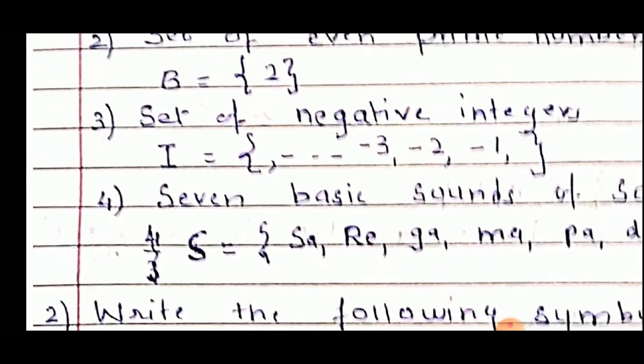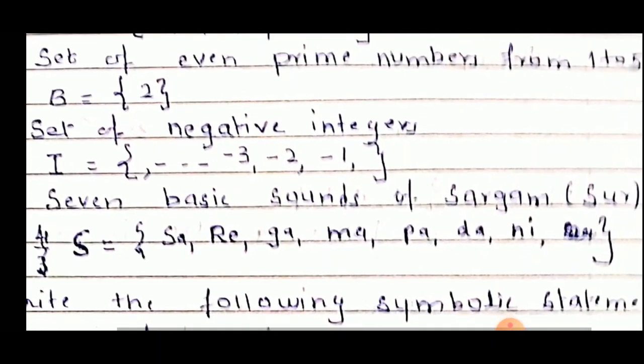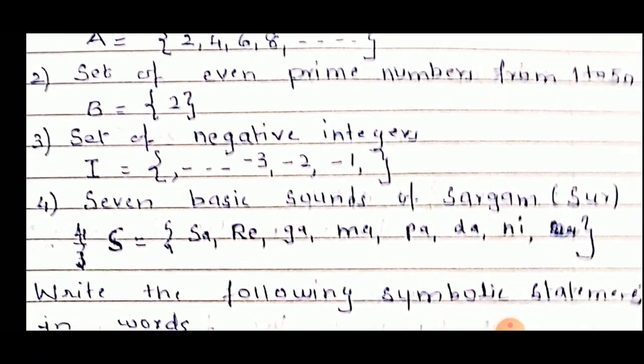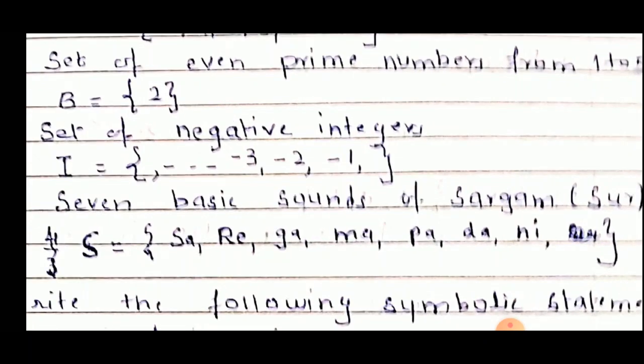Then the 7 basic sounds of sargam, that is the surs. Let us denote this set by S, and the 7 surs are sa, re, ga, ma, pa, da, ni. So these are the 7 sargams.